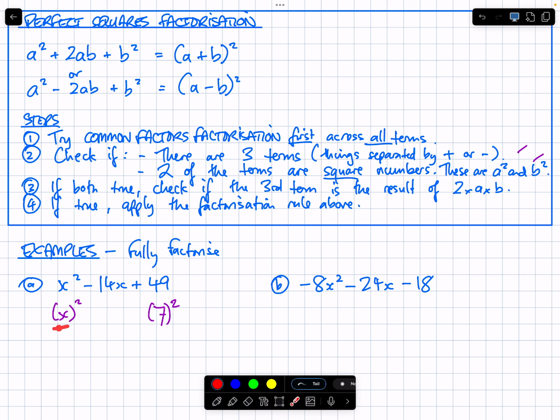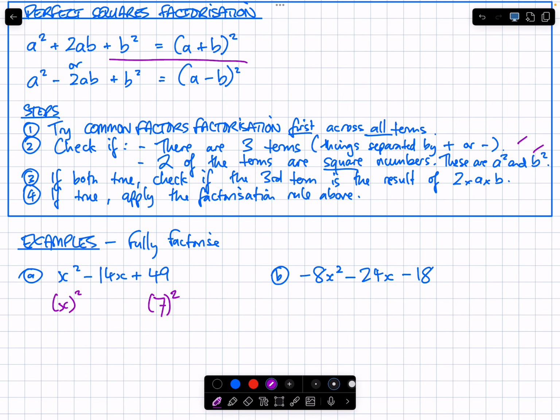What's 2 times x? 2x. Times by 7? 14. Is that what we have here in the middle? So perfect squares will work here. So what is the rule? We're using this one because it's a subtraction. So that's going to go to x take 7 all squared. That is my A, that is my B, and this 14 is 2 times x times 7.